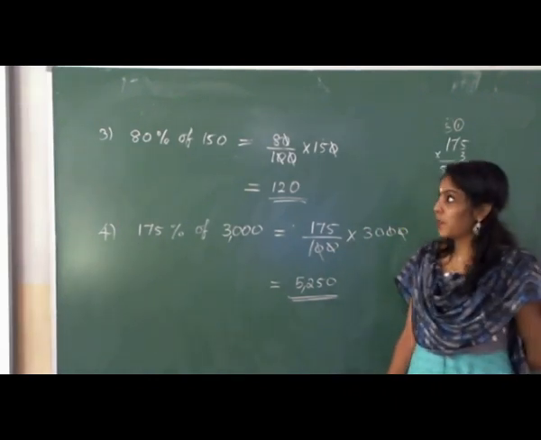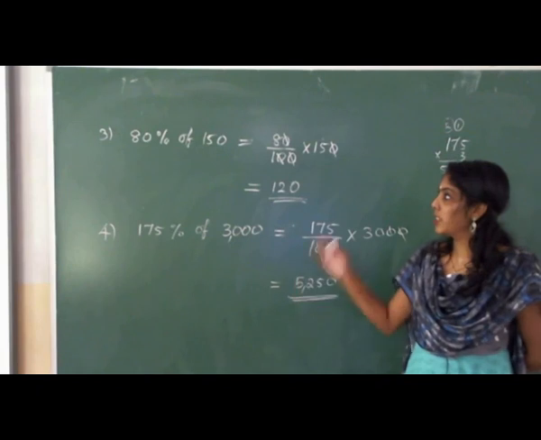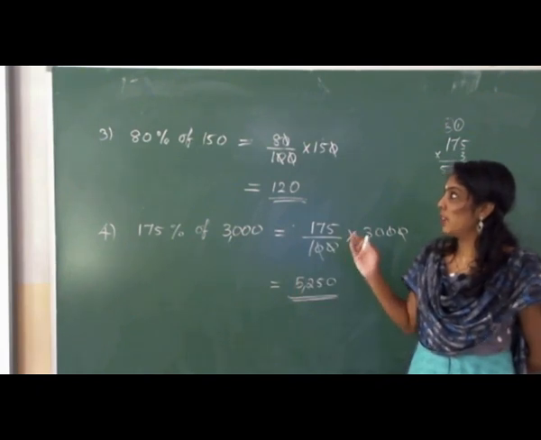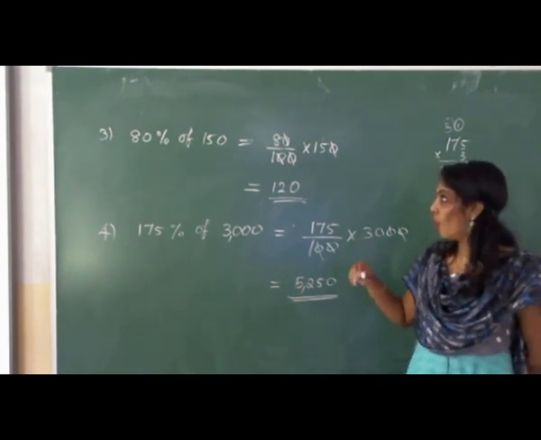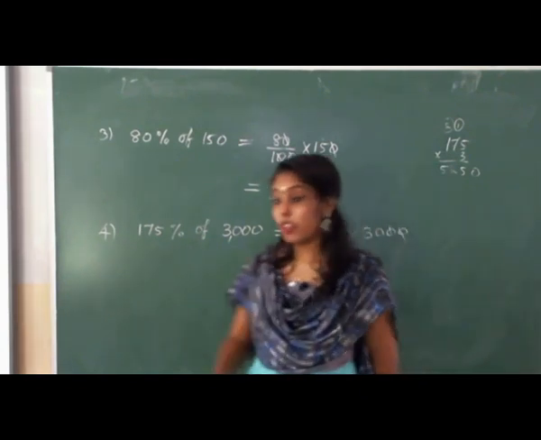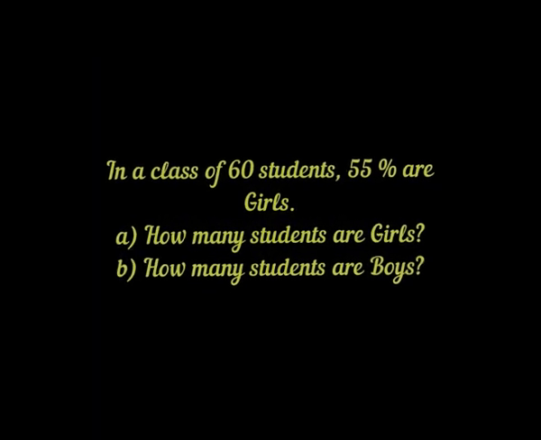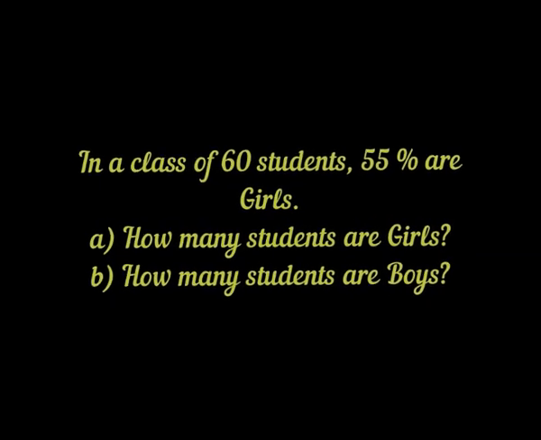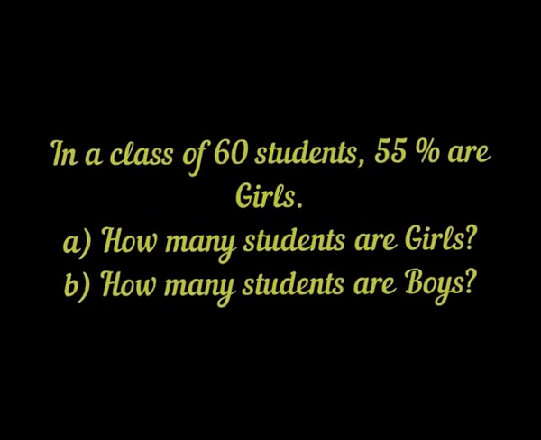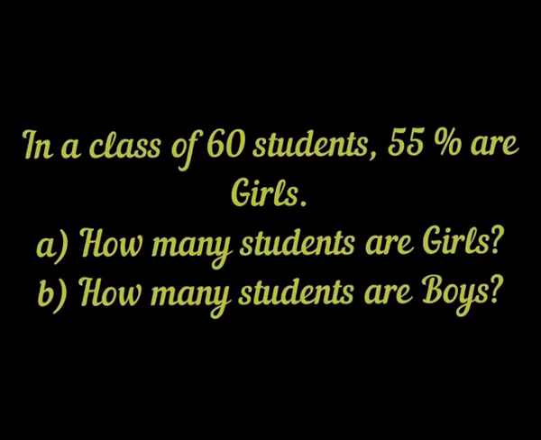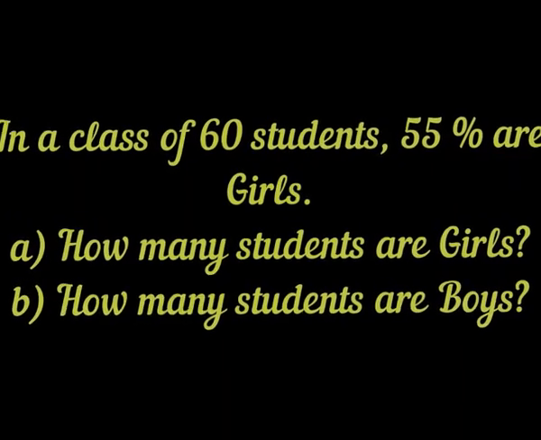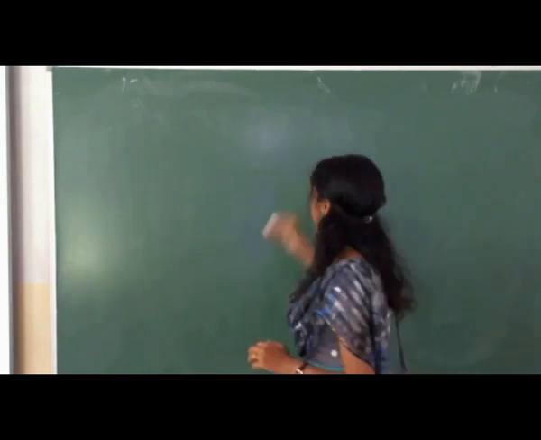And next one, word problems. In that section you will get the idea why we are doing problems like this. Write the heading, word problems. First question: in a class of 60 students, 55% are girls. How many students are girls? How many students are boys? Total number of students is 60.